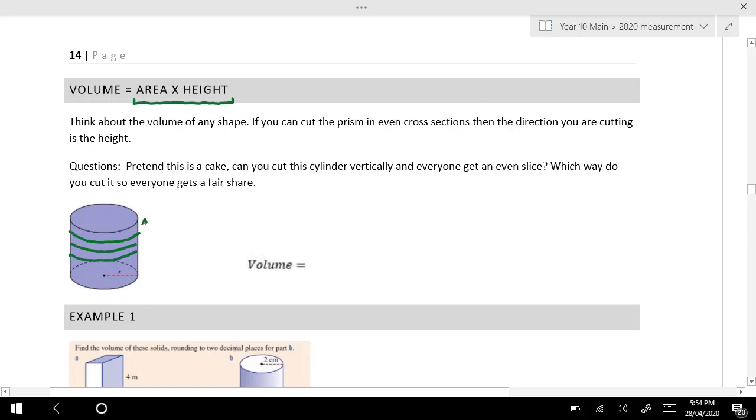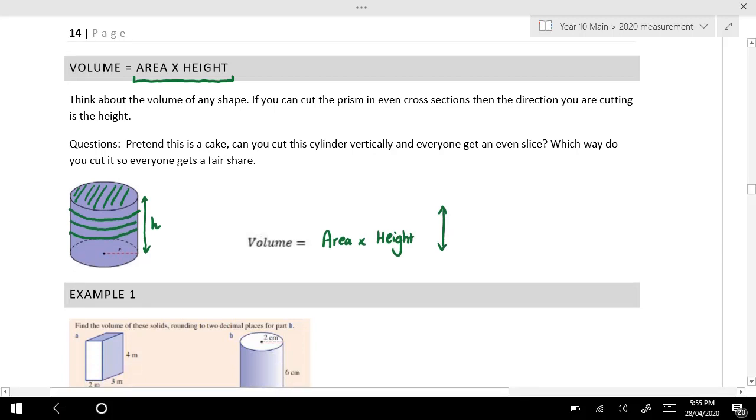So this thing here is the height, and this thing here is my area. So the volume is equal to the area times height. And as you can see, it's not always the case that the height is this distance here. The height could be turned on its side. We'll get through some of those sort of questions later. So let's have a look.